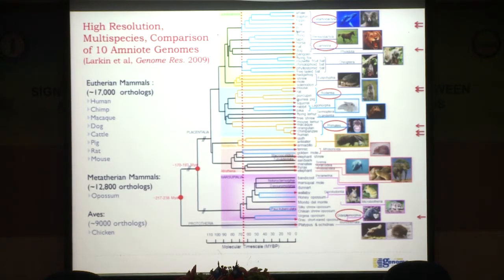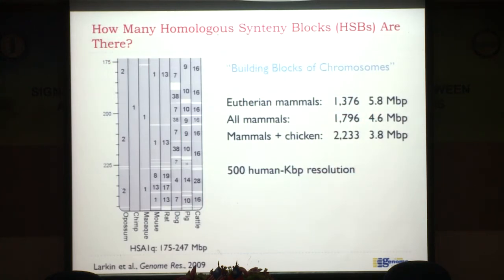That was a very important one because it allowed us to go from the placental, from the mammalian group, of which marsupials are non-placental mammals, all the way back to amniotes. That's our common vertebrate ancestor, which existed with a chicken about 325 million years ago. So we could look at chromosome evolution over a period of 325 million years. And that revealed some very interesting findings.